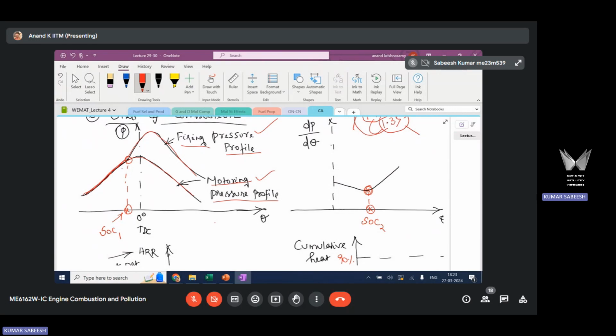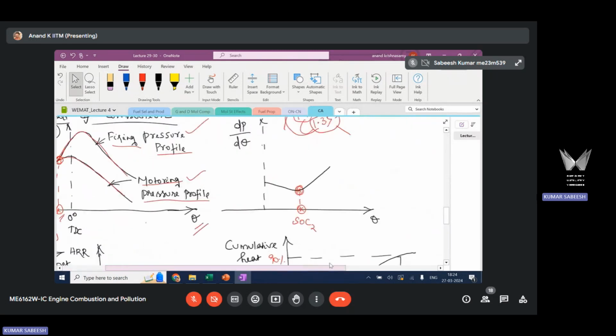Once the combustion starts to happen, the firing pressure profile will start to deviate from the motoring pressure profile. So the point of deviation, or the angle at which the firing pressure profile starts to deviate from the motoring pressure profile, can be considered as start of combustion. I have written here as S4C1. This is one of the criteria used to find the start of combustion time. On the x-axis you have crank angle. I am tracking the crank angle where the firing profile deviates from the motoring profile.